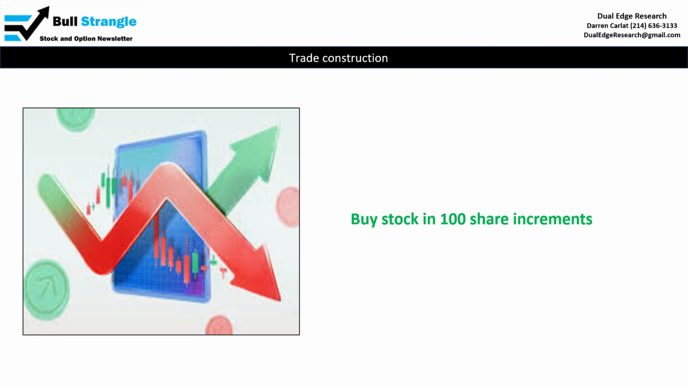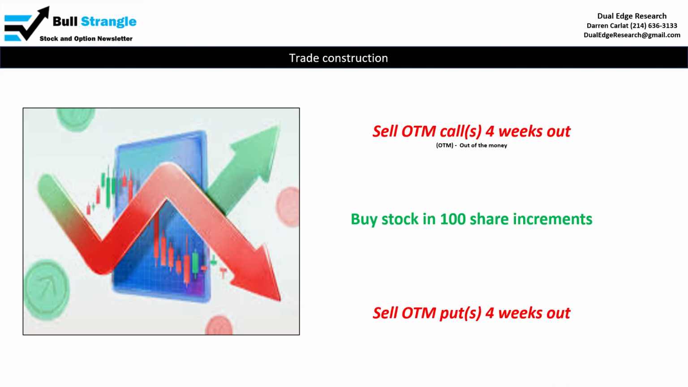Okay, so we are buying in 100 share increments, and then we are going to sell a call above and a put below. Now note that this is an out of the money call 4 weeks out. Every trade is initiated on a Monday, and we're selling, in most cases, a weekly call that expires 4 Fridays from then. Okay, so that's the basic trade construction. We're going to talk a little bit about how far out of the money on the next slide.